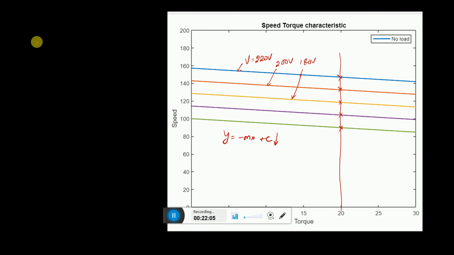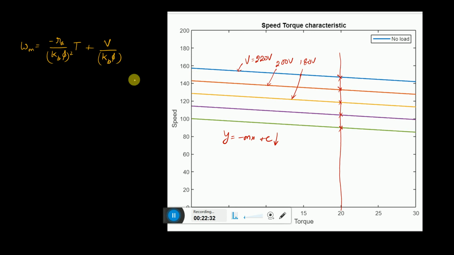Let's see the equation. Omega m is equal to minus Ra by (Kb phi) whole square, into T, plus V by Kb phi. That's the expression for that.